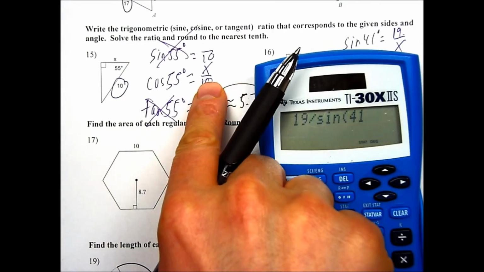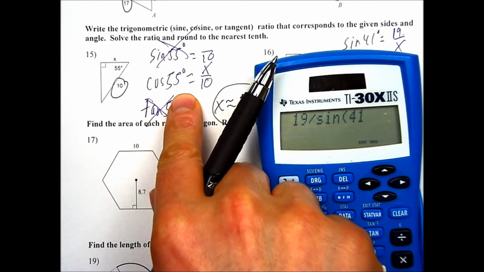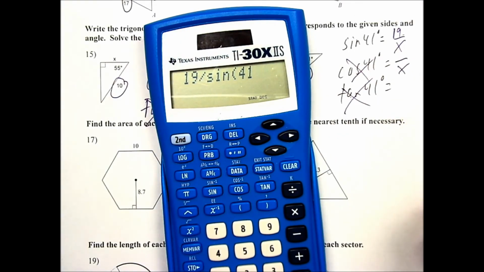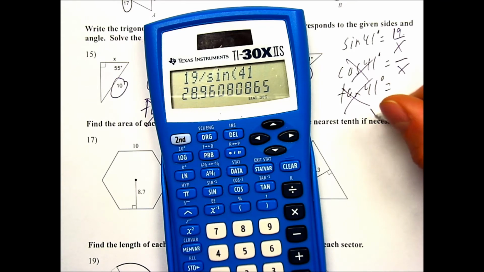Whereas x was in the numerator here, I times by 10. 10 cosine 55. Here it's in the denominator. 19 divided by sine 41. So x is approximately in value 28 and 96 hundredths, but I said round to the tenth, so approximately 29.0.